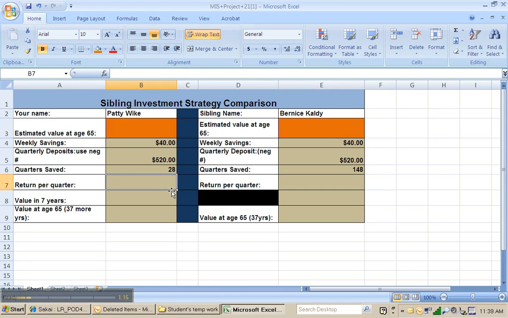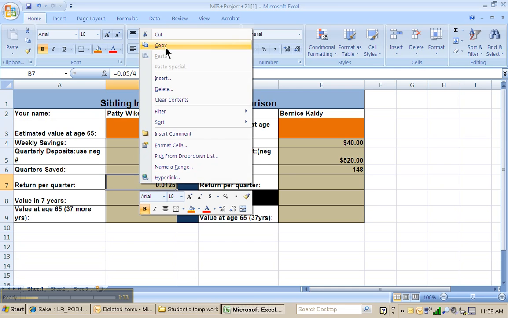Then we have the return per quarter, which would be the interest rate. And so that would be, let's say we're going to only make 5%. Hopefully someday we'll be able to make more. So equal 0.05 divided by 4, because that's the rate per period, per quarter. And it would be the same over here.